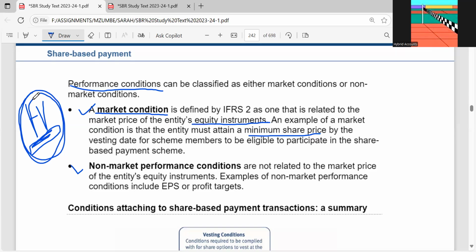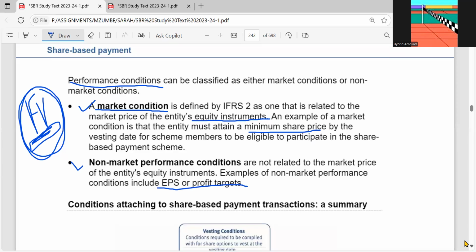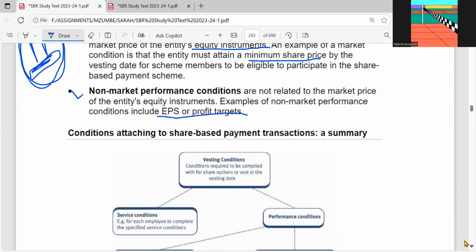So it's like you're betraying yourself. So we'll see whether we are going to disregard this or consider this. We also have the market, non-market performance conditions, right? These are not related to the market price. For example, let's say you are told to make sure that you have a certain earnings per share figure or certain profit targets, right? Not linked to the market. So we're going to see how to deal with these ones, right?